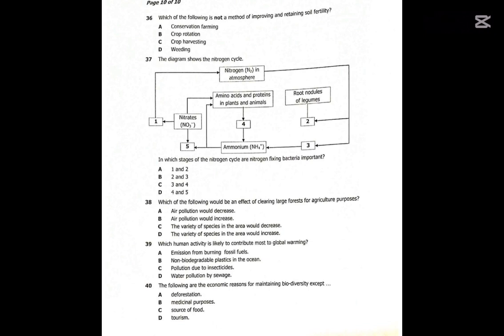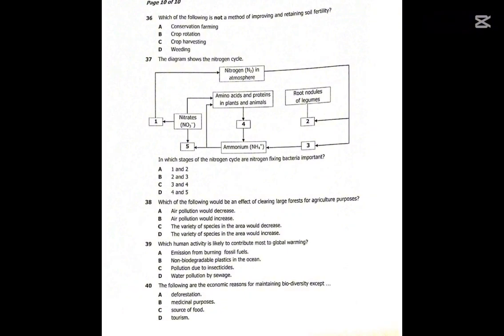37. In which stages of the nitrogen cycle are nitrogen-fixing bacteria important? A. 1 and 2. B. 2 and 3. C. 3 and 4. D. 4 and 5. 38. Which of the following would be an effect of clearing large forests for agriculture purposes? A. Air pollution would decrease. B.